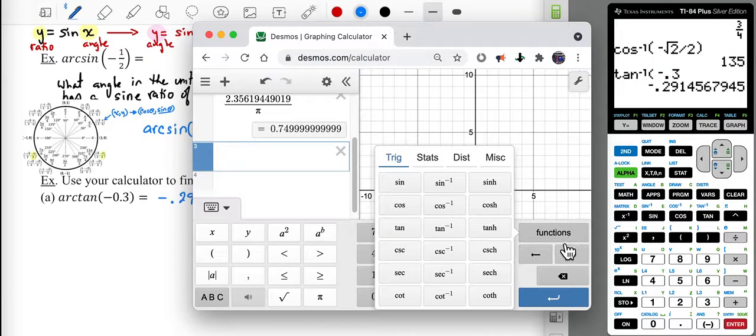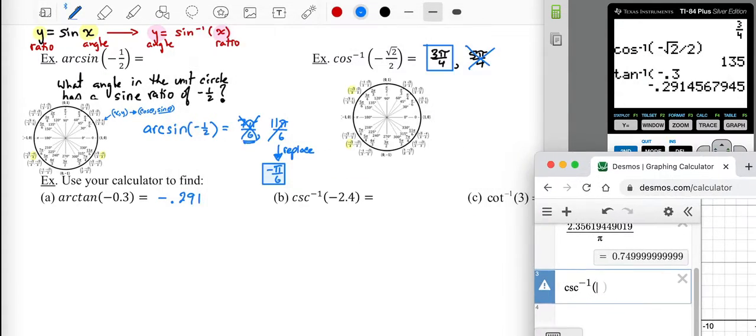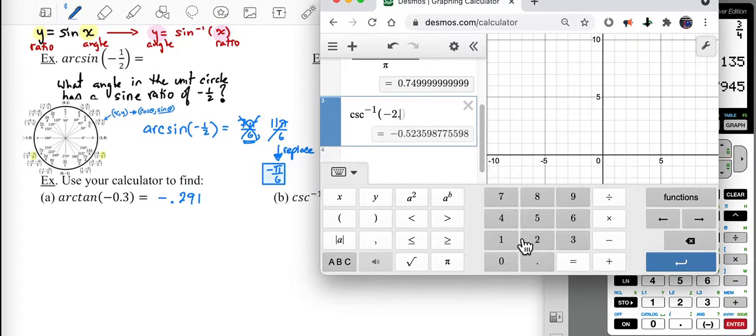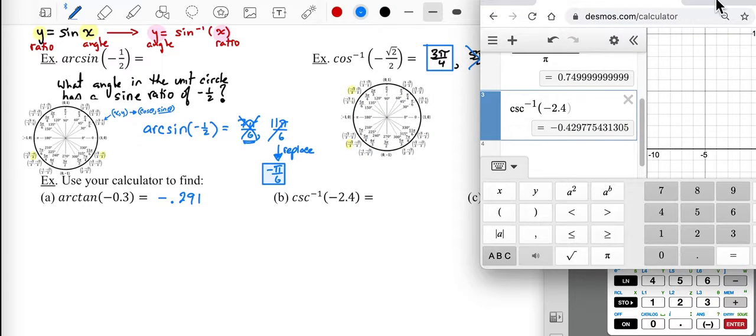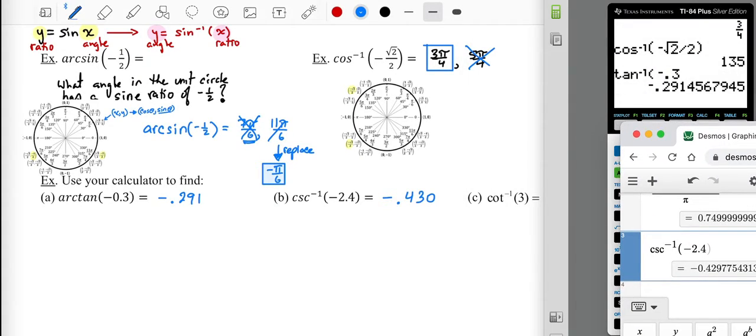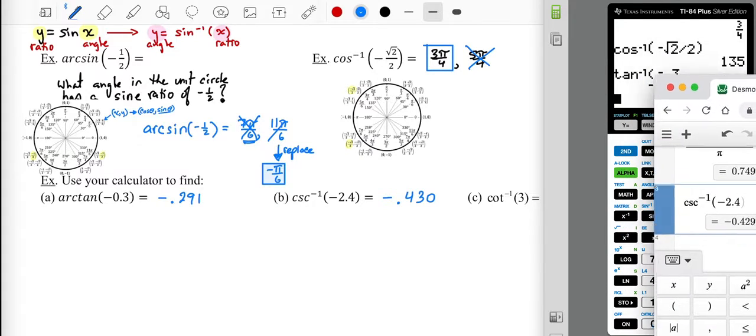So arc cosecant of negative 2.4. You get about negative 0.430. I mean, it's really negative 0.429775. But when you go to round the 9, that forces the 2 up to a 3, so that's something. All right, so you could do that. That would work the same way for the cotangent.